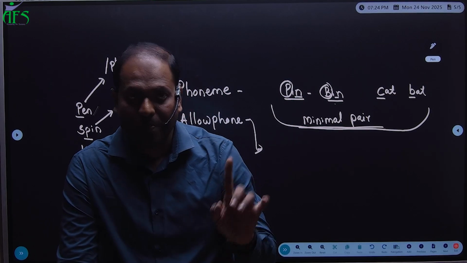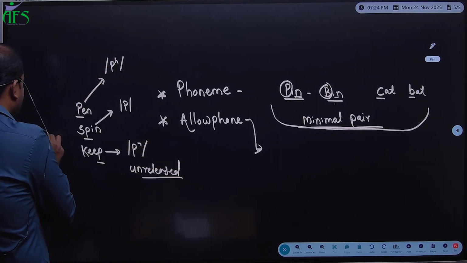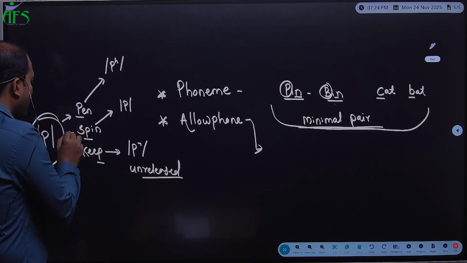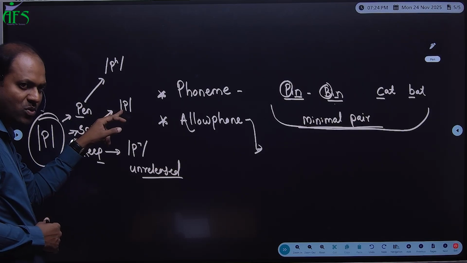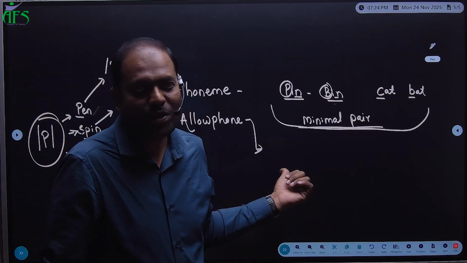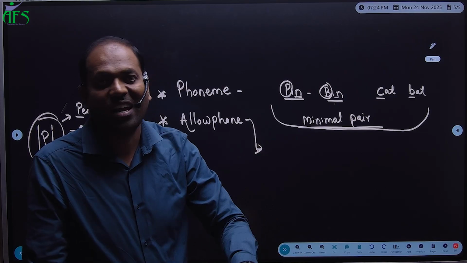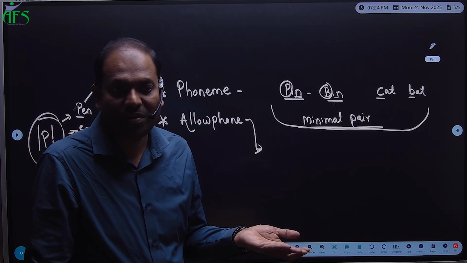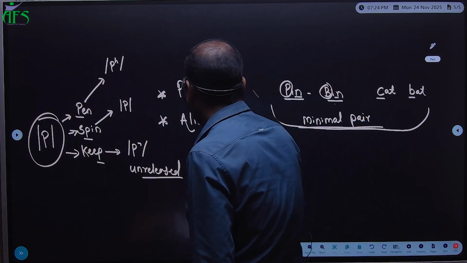So friends, that's the allophones. The same sound P has three different pronunciation patterns. One is aspirated P, second is the plain P, third is unreleased P. You need not release the air to utter the sound P whenever it appears at the end of the word. For example, keep, up, right? So these are the examples of the allophone.